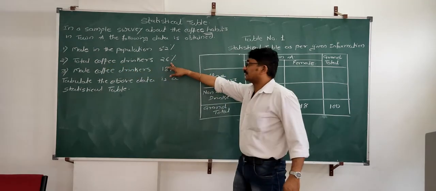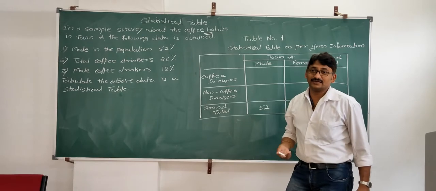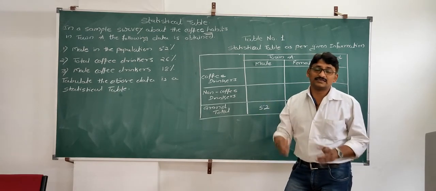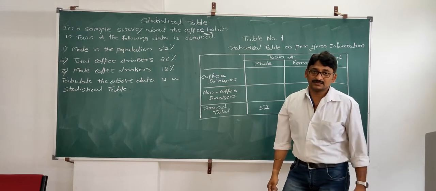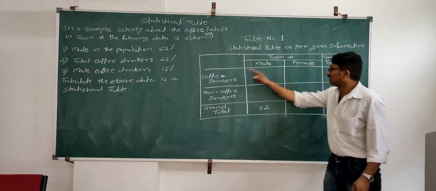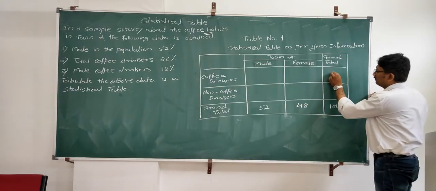Total coffee drinkers 26%. Here they have not given male coffee drinkers or female coffee drinkers. It is total coffee drinkers, which means including male coffee drinkers and female coffee drinkers. So where to write this total coffee drinkers? Coffee drinkers grand total column. Coffee drinkers grand total column, 26.